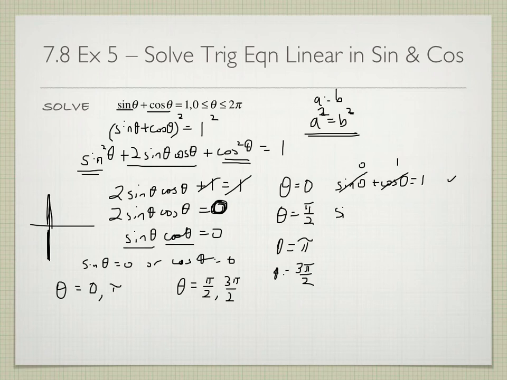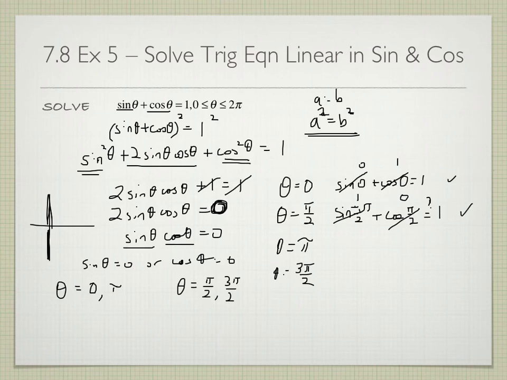Okay. What about theta equals pi over 2? Well, sine of pi over 2 plus cosine of pi over 2, is that equal to 1? What's sine of pi over 2? That's 1. What's the cosine of pi over 2? Well, that's 0. So yes, that works.